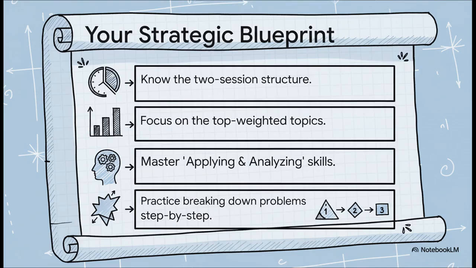So let's wrap this all up. Here's your strategic blueprint. 1. Know the 2-session structure inside and out. 2. Focus your study time on those top-weighted topics. We're talking mass transfer, reaction engineering, the heavy hitters. 3. Master those applying and analyzing skills, because that's over half the exam. And finally, 4. Practice, practice, practice, breaking every single problem down into logical, manageable steps.